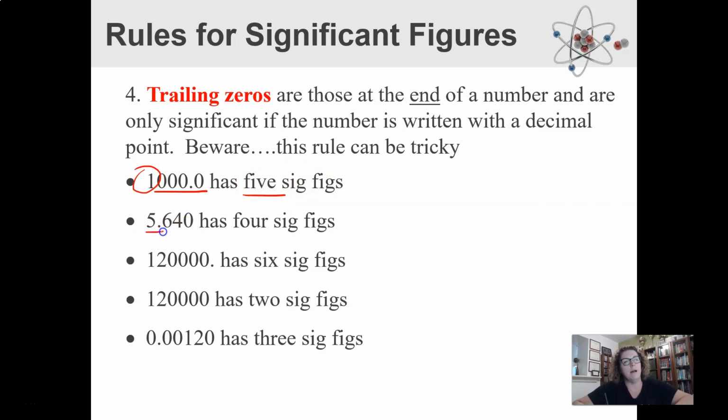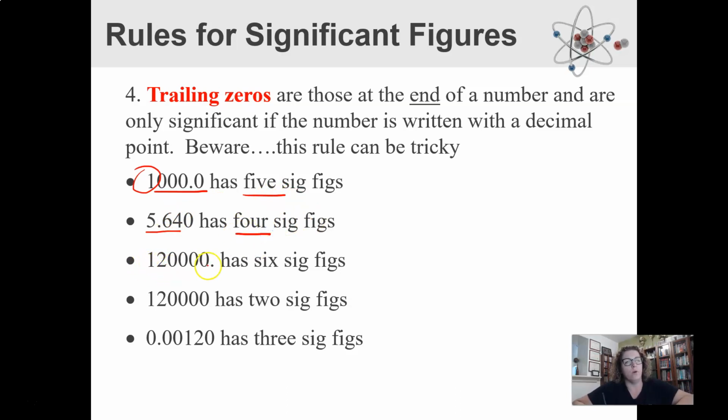5.640, obviously the 5, 6, and 4 count, but does that 0 count? Well, it does, because not only is it after a 4, but it also contains a decimal. So it doesn't have to be after the decimal, necessarily. It just has to be after an actual, real, significant figure number and contain a decimal, okay? So I have 4 sig figs here.